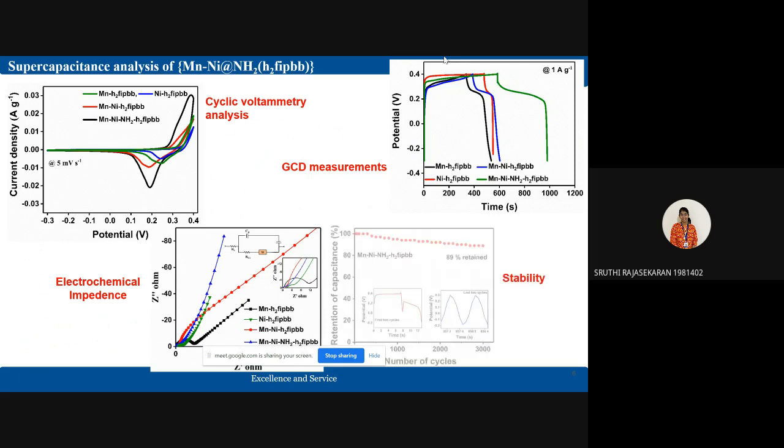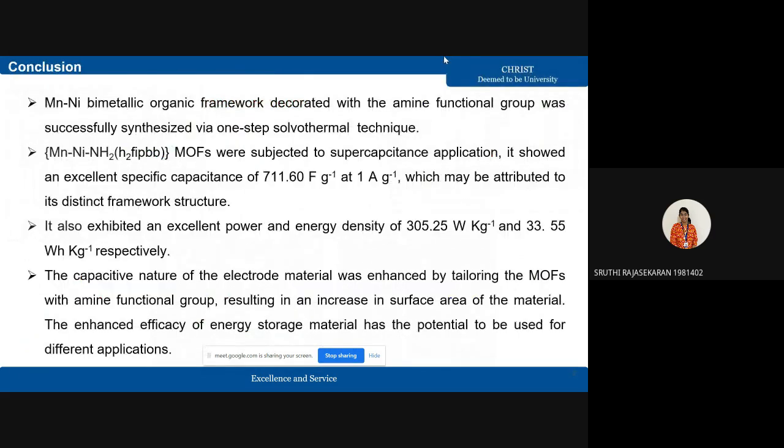We conducted a stability test up to 5,000 cycles, and we observed that the material was stable up to 3,000 cycles with 89% retention. Coming to the conclusion, we have successfully synthesized a manganese nickel bimetallic framework with incorporation of an amine functional group through the solvothermal technique. It was subjected to supercapacitor application and exhibited 711.60 farad per gram capacitance at 1 ampere per gram current density.